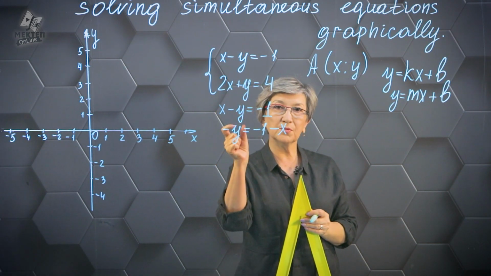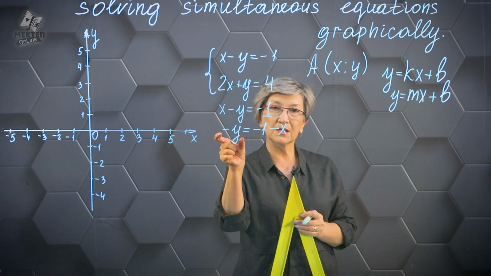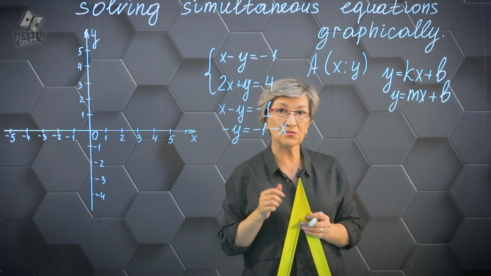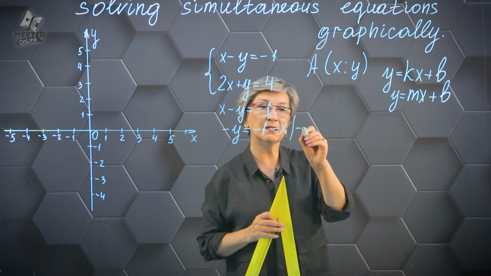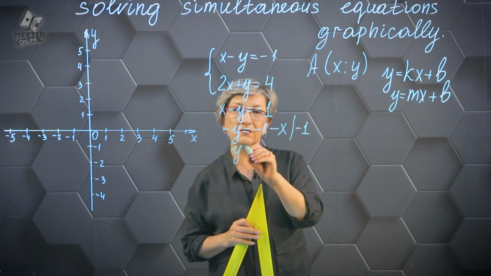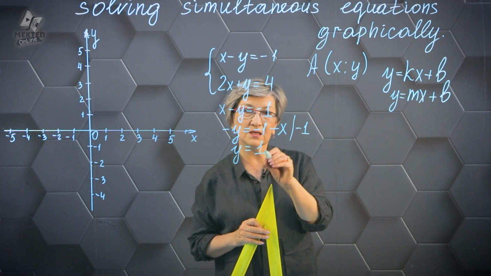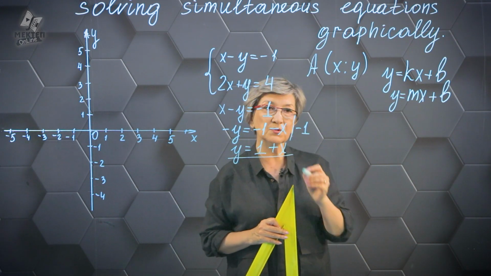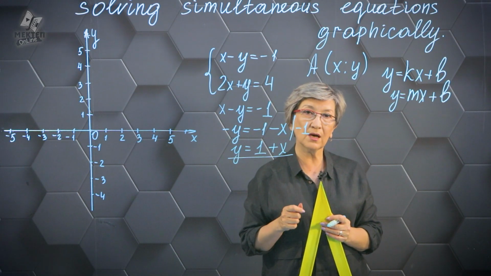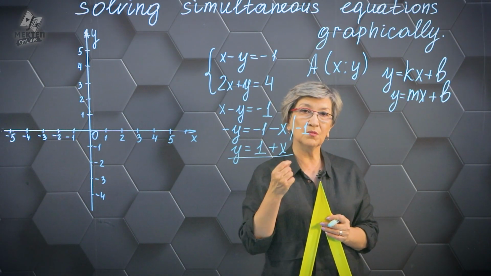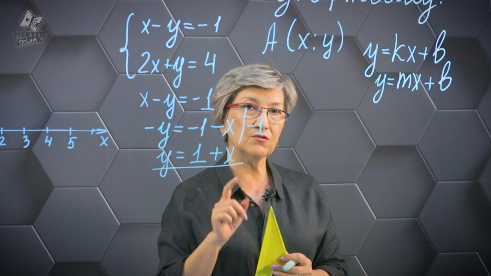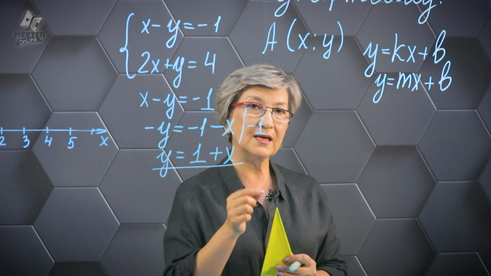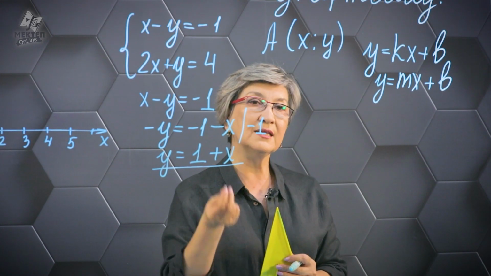Now to graph this function, we need to determine y. But in this case, y is negative, so I will multiply both sides by -1. As a result, y equals -1 times -1, which is 1, and -x times -1, which is positive x. And as a result, we have the equation y equals 1 plus x. In this case, we can plot the graph of this function. To plot the graph of a linear equation with two variables, we only need to choose two values for x and determine the corresponding y values.